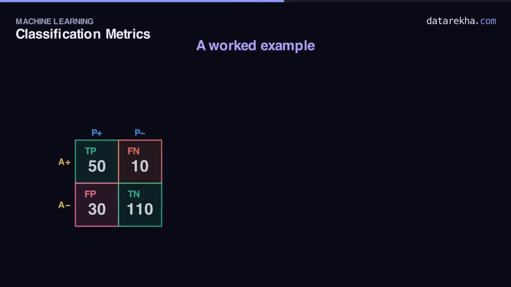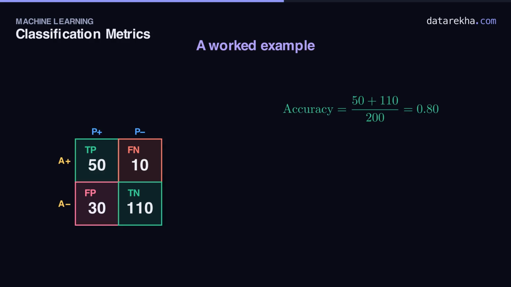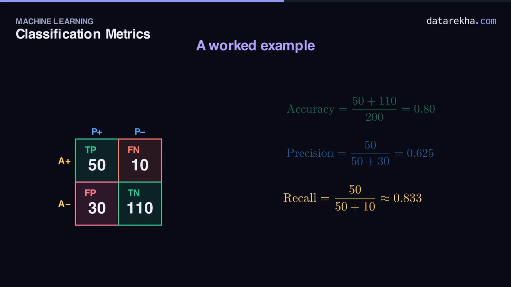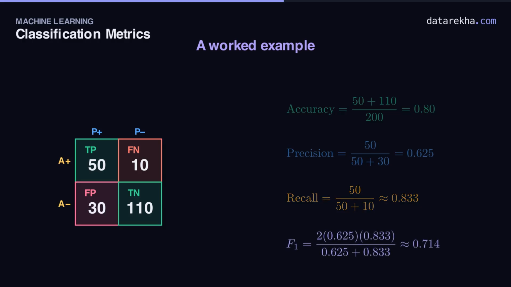Let's pull it together on one screen. The same 50, 30, 10, 110. Read the matrix once, then read off every metric. This is the mechanical routine to run every time. Accuracy, the full diagonal, 80%. Precision, the flagged positive column, 0.625. Recall, the actual positive row, about 0.833. And F1, the harmonic mean, about 0.714.